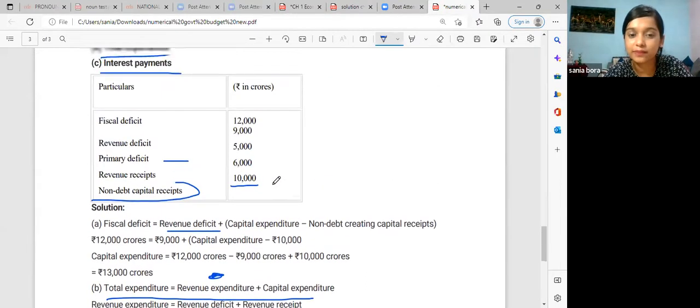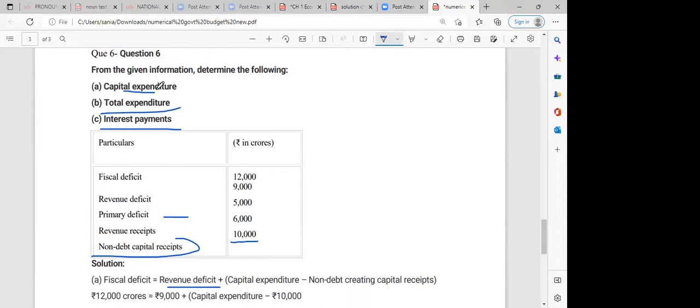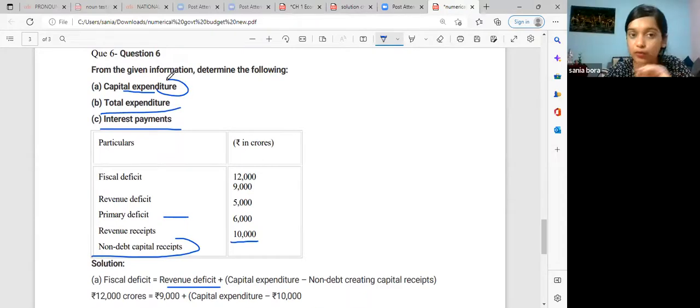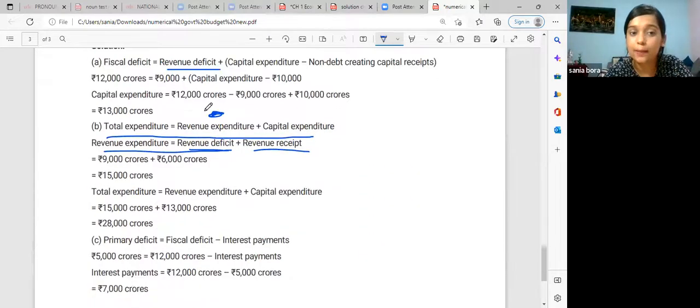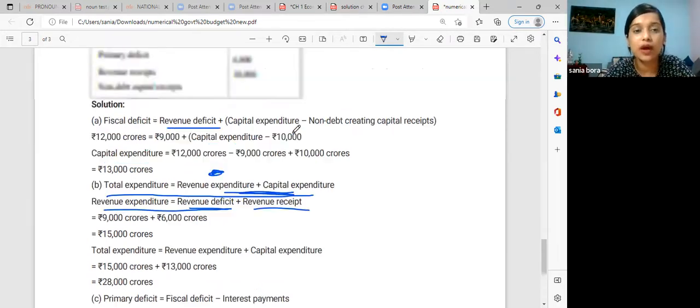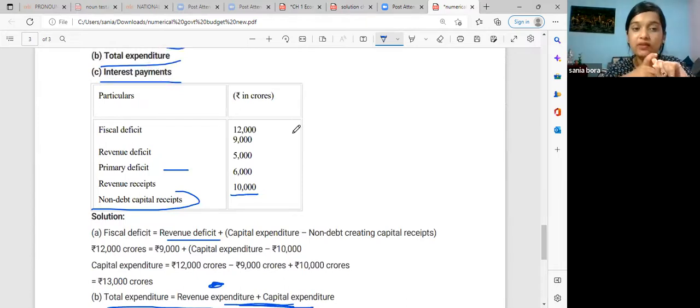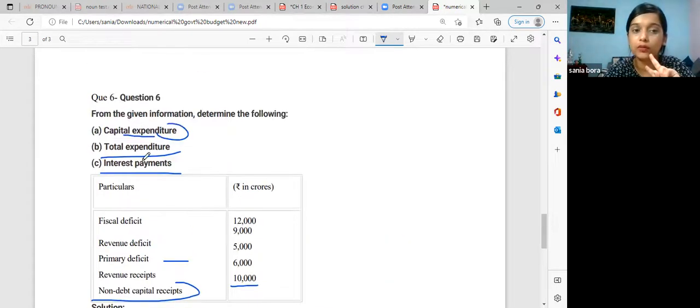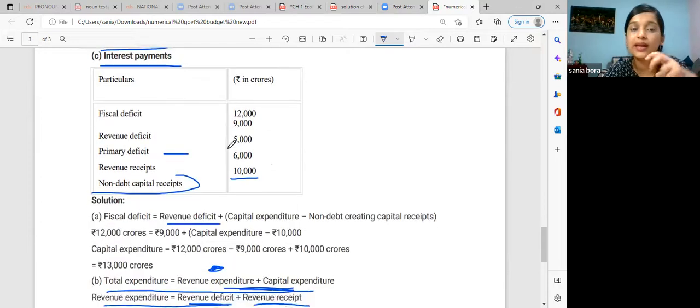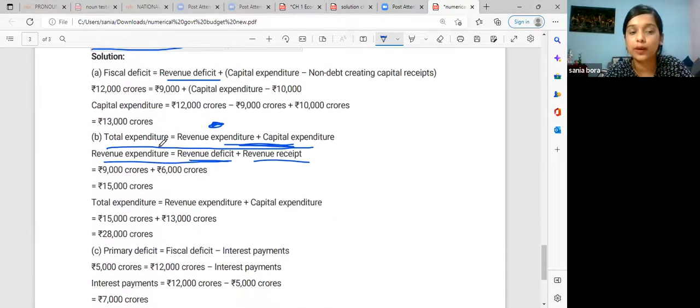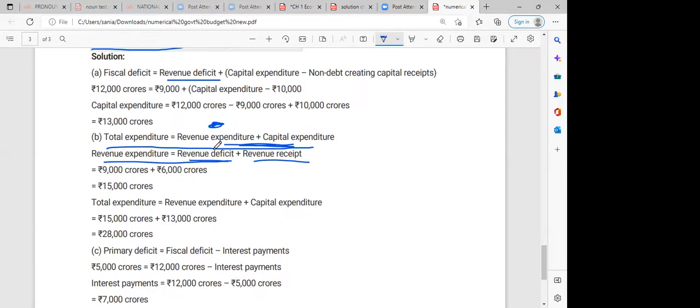Clear? Yes, ma'am. Capital expenditure you found out in the first part, but total expenditure was not given to you, so you added both things and got total expenditure. Fiscal deficit is already given, total expenditure you have to find out, and then capital expenditure. This is how you calculate it. Clear? Yes, ma'am.